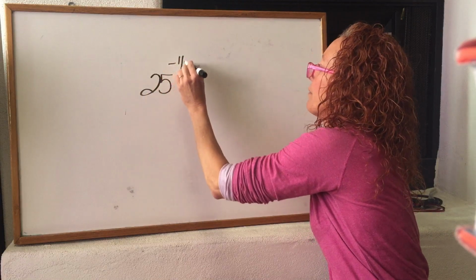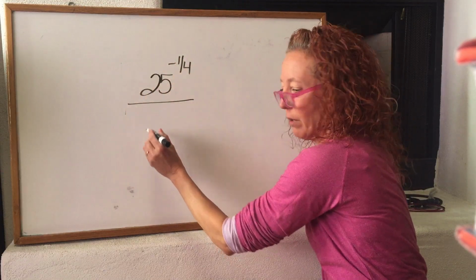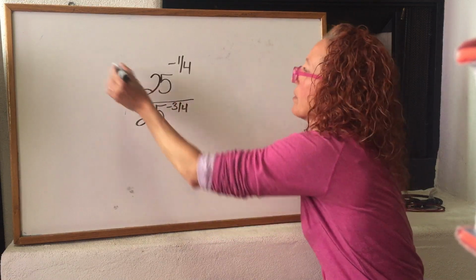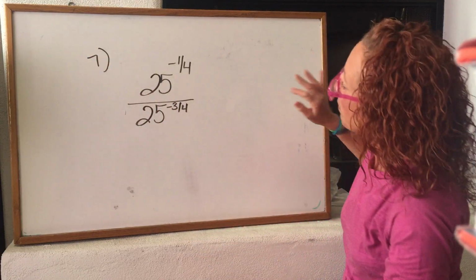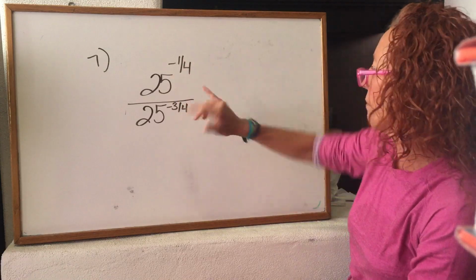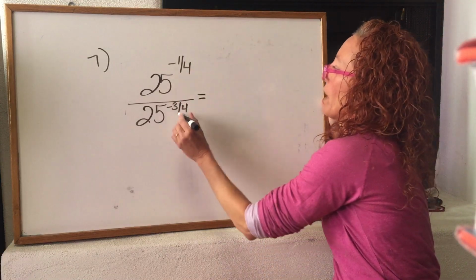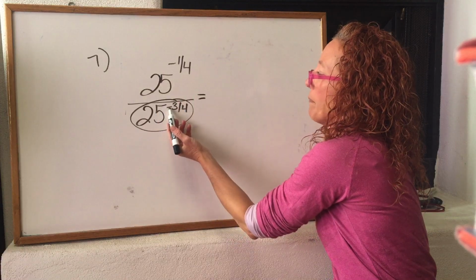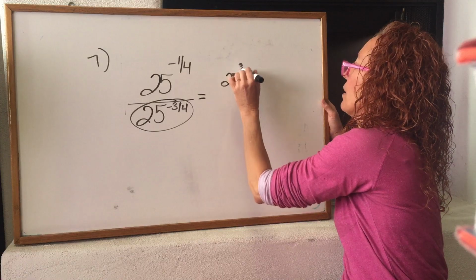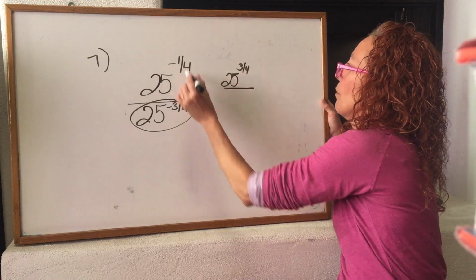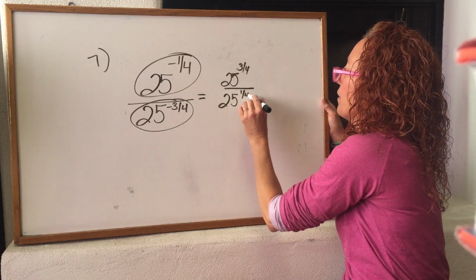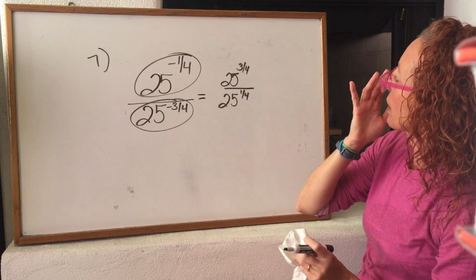25 to the minus 1/4 over 25 to the minus 3/4. This is question 7. Notice how you have these negative exponents. So let's flip them, write the reciprocal. When I bring this up to the top, that becomes positive. It's still 3/4, but it's going to become a positive 3/4. Now it's just a little bit easier to look at.